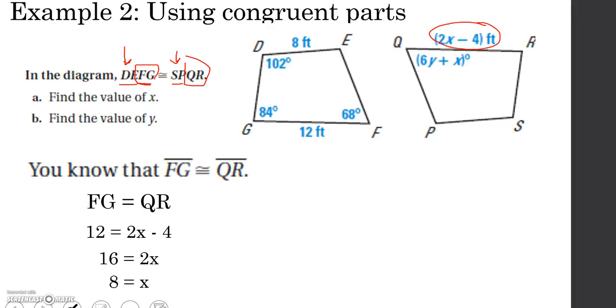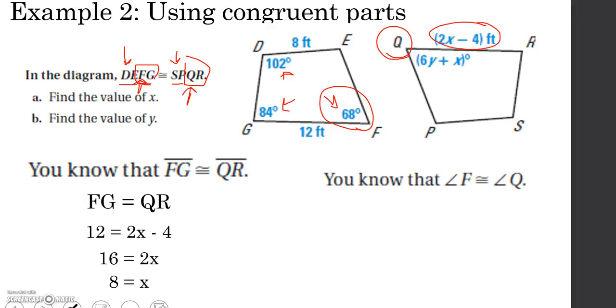Okay? So now moving on, we're going to find the value of y. Once again, I'm looking at where y is, and I can see it's associated with angle Q. If I look, angle Q is in the same spot as angle F. That's helping me decide which of these angles I'm going to use. It's congruent to angle F, so that's the one I'm going to use. I'm going to set angle F equal to angle Q, and set those two things equal to each other.